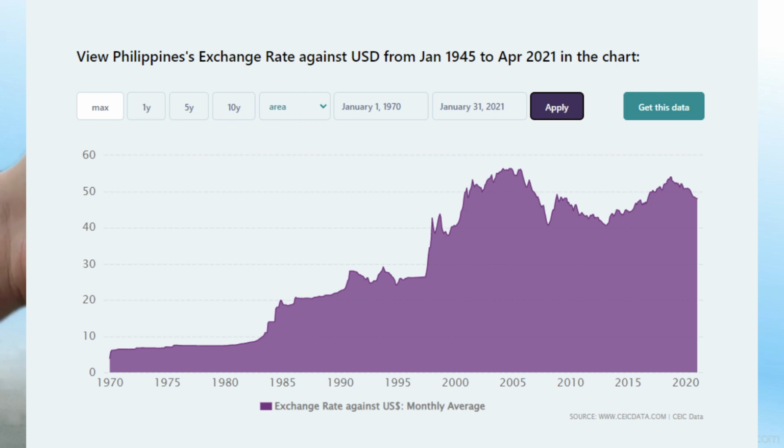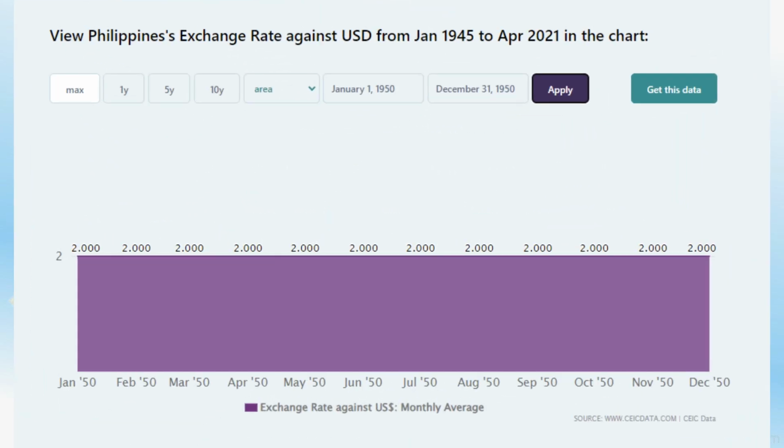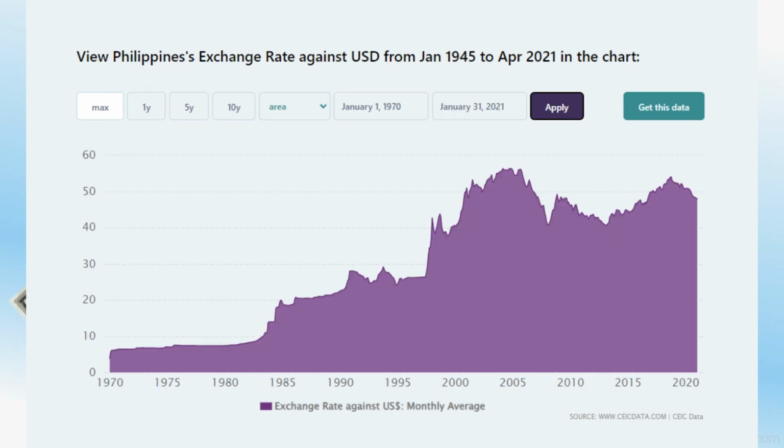Here is the full table. You can see in which year which type of exchange rate the Philippines adopted. Around the 1970s the rate was $1 is equal to 3.92 peso, and before that around 1950 there was $1 is equal to 2 pesos. And then every year this rate increased.